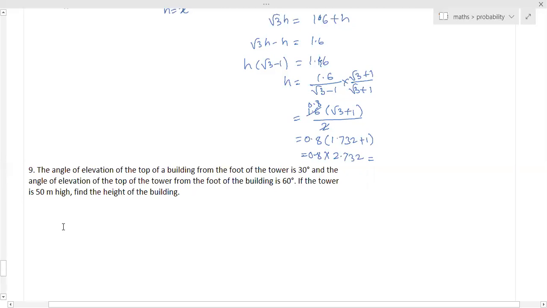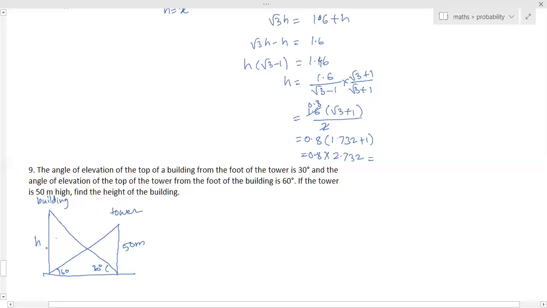Here mark the building and tower first, otherwise there is a confusion. This building, tower. The angle of elevation of the top of a building from the foot of the tower is 30°. And the angle of elevation of the top of the tower from the building is 60°. The tower is 50 meter high. Find the height of the building.